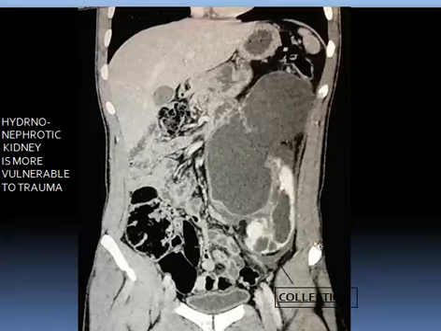Of course, if there is hydronephrosis, the kidney is more susceptible to trauma, more vulnerable to trauma. This is a left hydronephrotic kidney, and contrast is seen around the region of the pelvis due to trauma. This is a collection, and the collection starts to increase down here to form a urinoma.